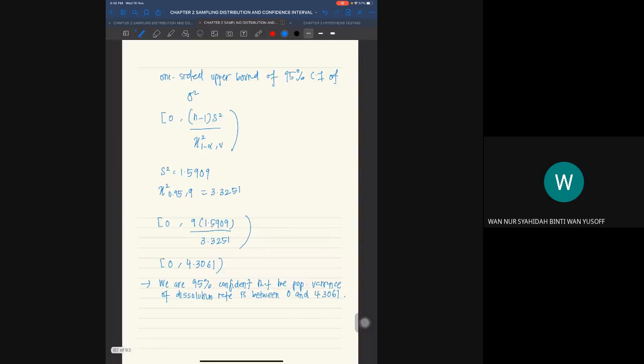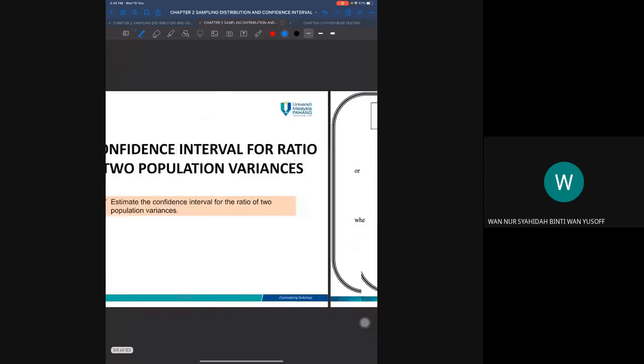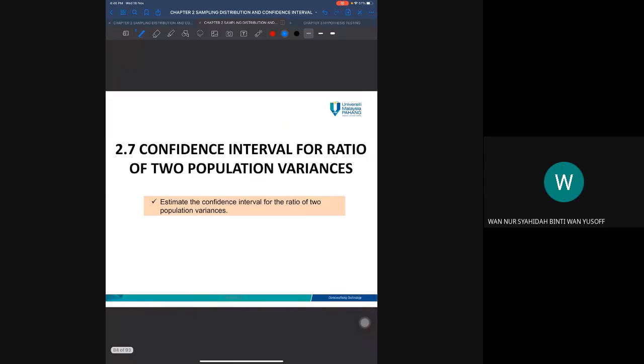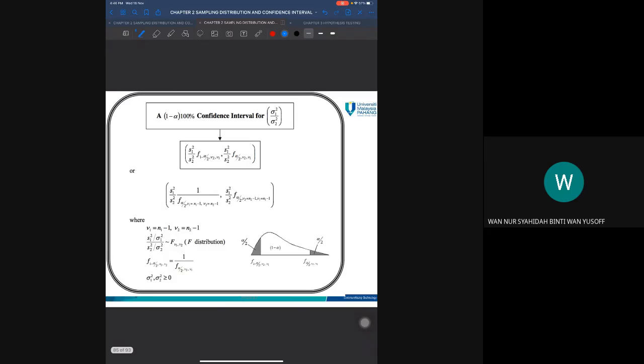Okay, the last subtopic for chapter 2: confidence interval for the ratio of two population variances. Like before, we have a single formula. It is just S1 squared divided by S2 squared, multiplied by the critical value for both sides. Which one is divided by which one depends on the question.